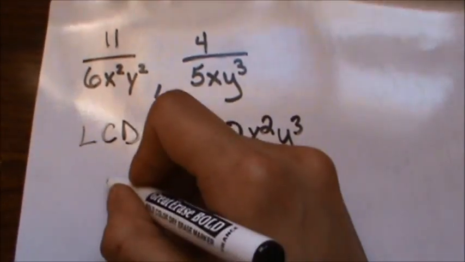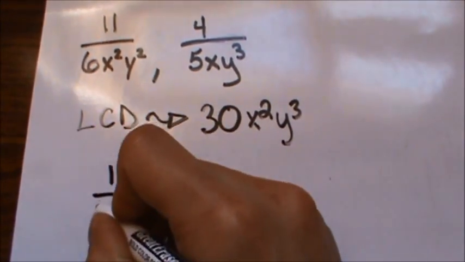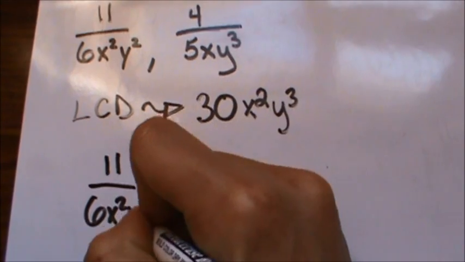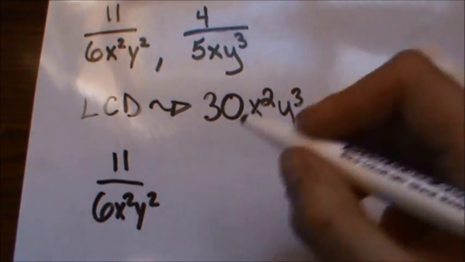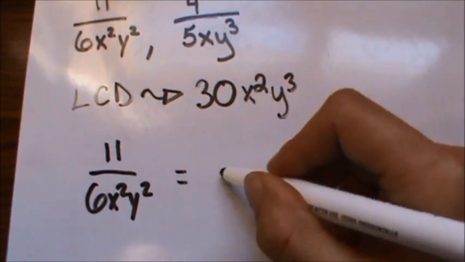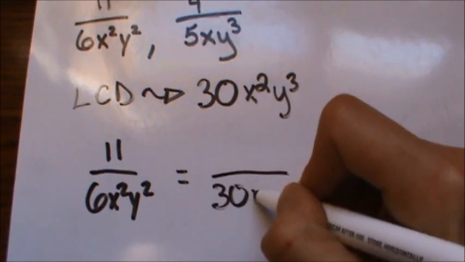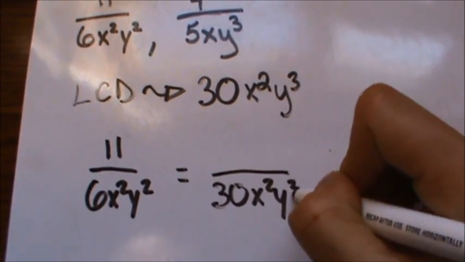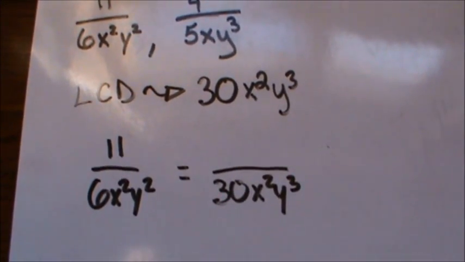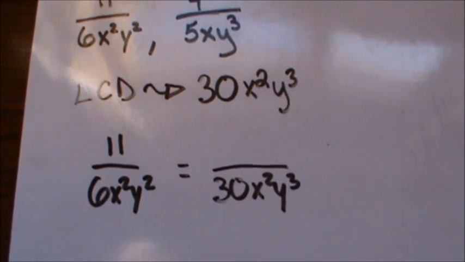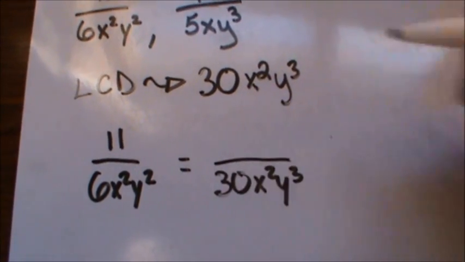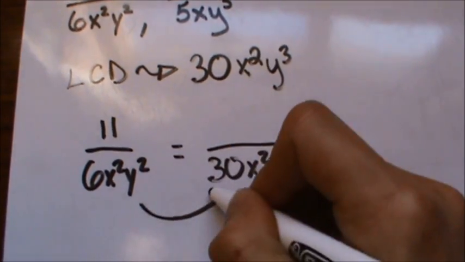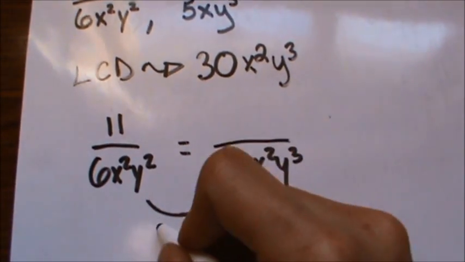So if I look at the first fraction, 11 over 6x squared y squared, I need to figure out what this fraction is if the denominator was this. Does this look familiar as to what you did earlier on in these problems? Exactly. I'm looking for what this number should be. So, what can I multiply this by to get this?